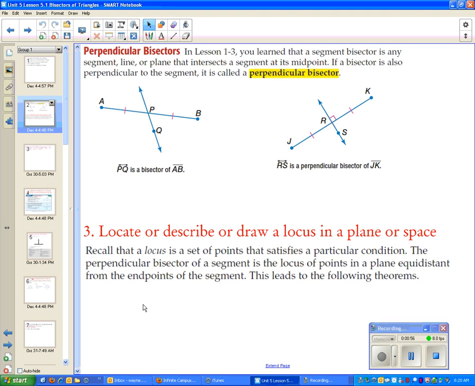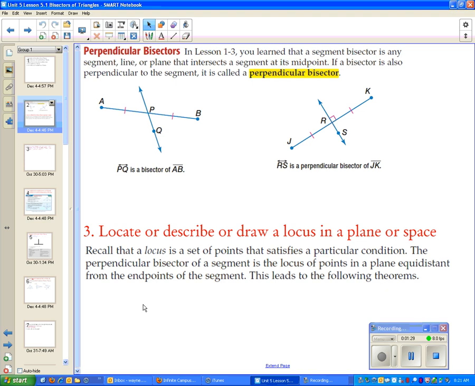Perpendicular bisectors. You learned before that a segment bisector is any segment, line, or plane that intersects a segment at its midpoint. If a bisector is also perpendicular to the segment, then it's called a perpendicular bisector. Now, we've used this term previously, even though the book just now defines it for us, but it makes perfect sense. Perpendicular bisector is a bisector that is perpendicular. Okay? We've even constructed this, haven't we?